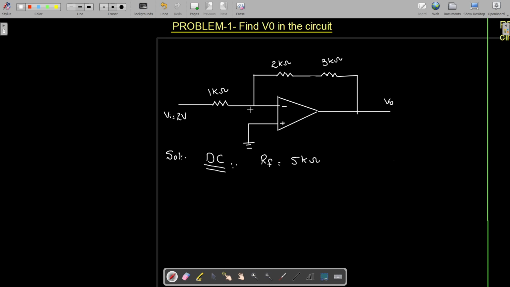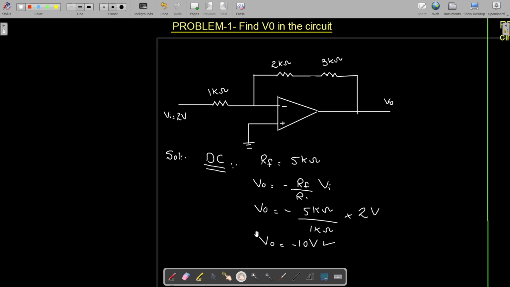Now because this is an inverting op amp, the gain is minus RF divided by R1, which means that V0 is equal to minus RF divided by R1, which is the gain, multiplied by the input voltage. So V0 is equal to, RF is your 5 kilo ohm that has been found out, minus 5 kilo ohm, R1 is your 1 kilo ohm, multiplied by Vi, which is 2 volt. So when you solve this, you are going to get V0 is equal to minus 10 volt.